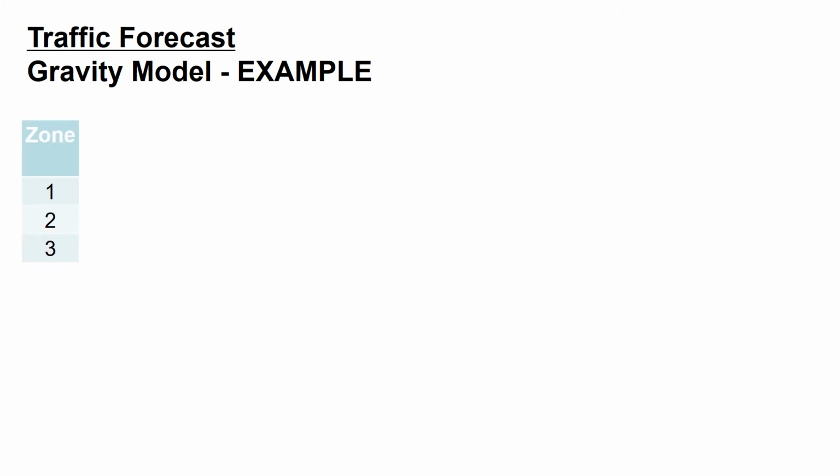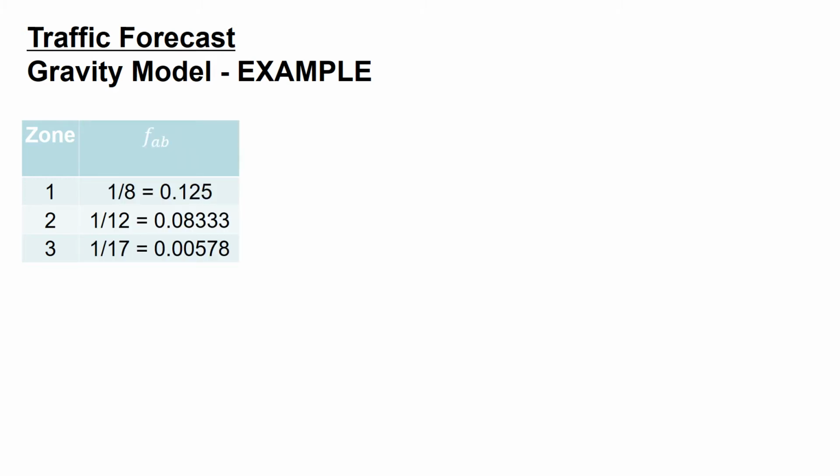So we're going to set up our table here. We're going to start with setting up a row for each zone, 1, 2, and 3. Next, we have our distance or travel cost. And I said it's common to assume that your friction factor, F sub AB, is 1 over your travel time. And so this is what we're going to set up here. So for zone 1, our factor is 0.125, and that's 1 divided by the 8-minute travel time.